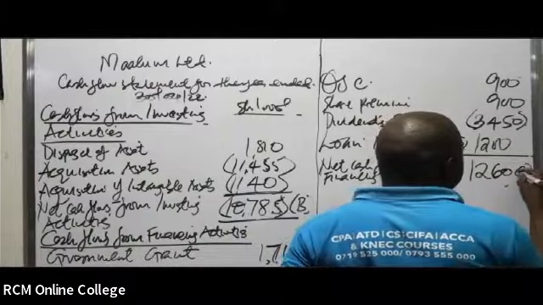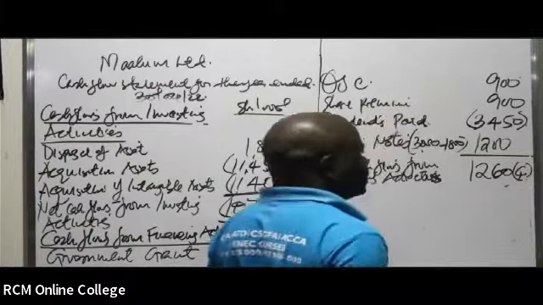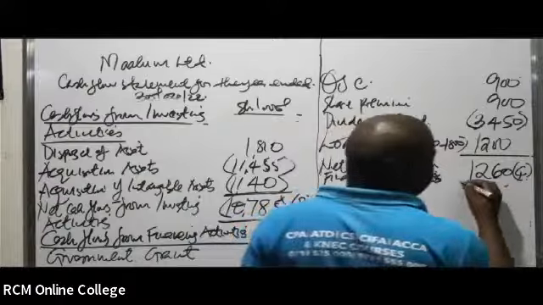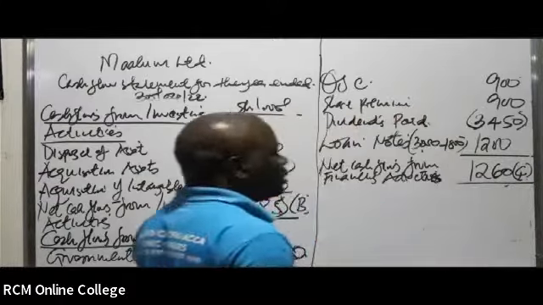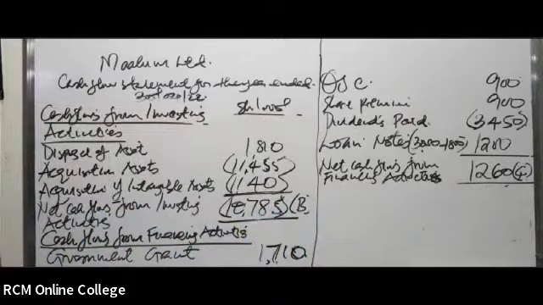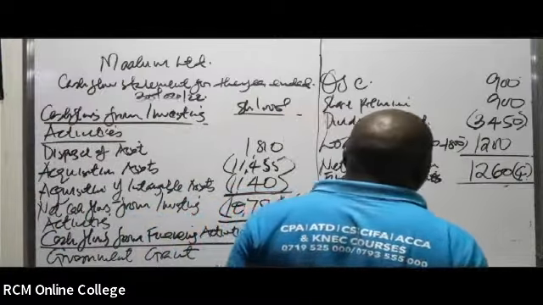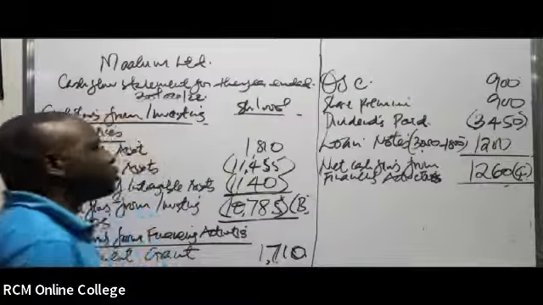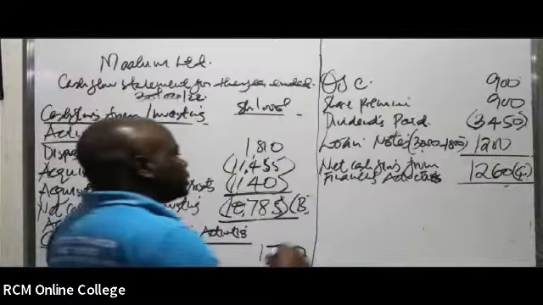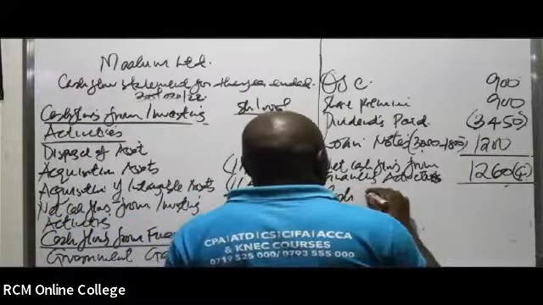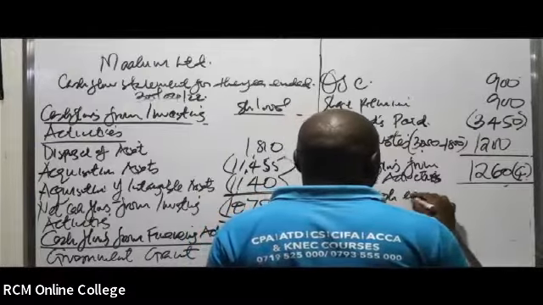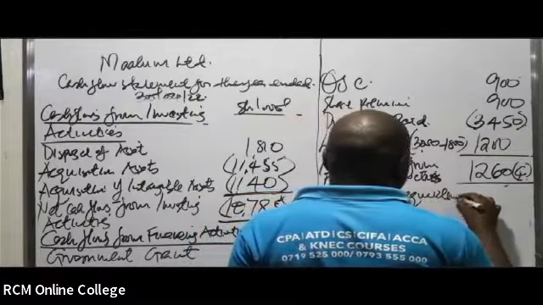So that is our part C. So in this case, you can get the total cash and cash equivalents. So the cash and cash equivalents for the year, the total cash and cash equivalents.